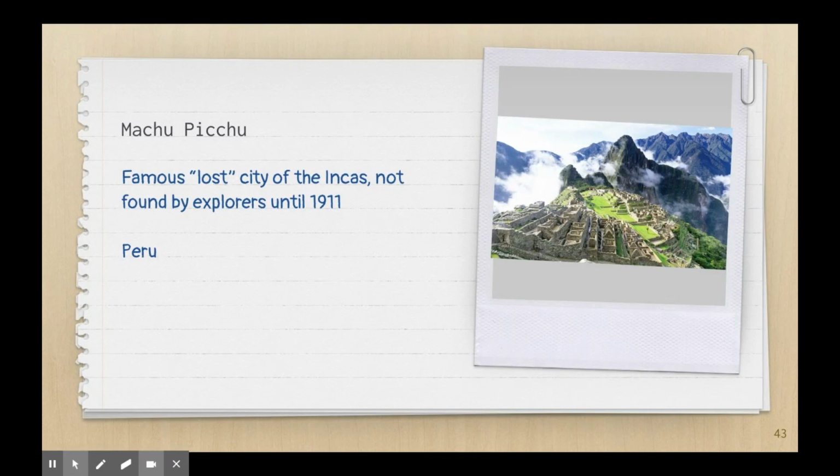Machu Picchu is the famous lost city of the Incans. It was not discovered by explorers until 1911, and it's located in Peru.